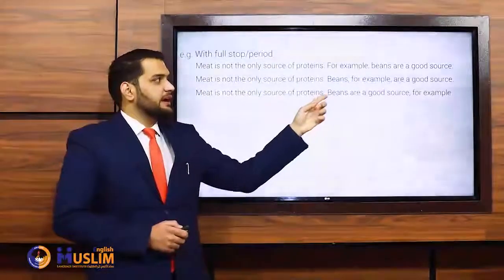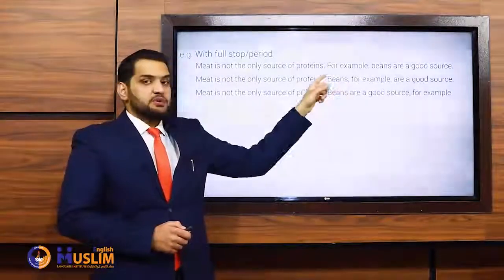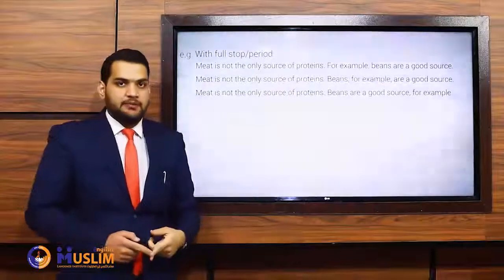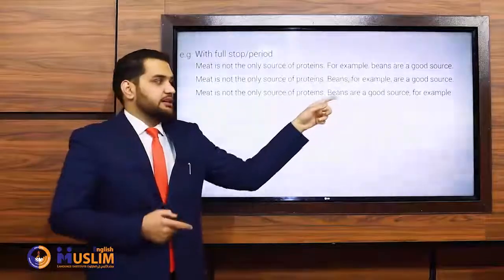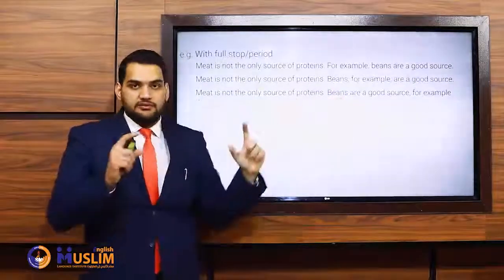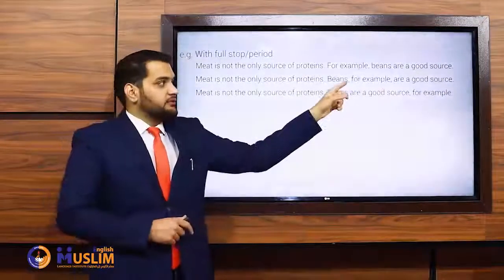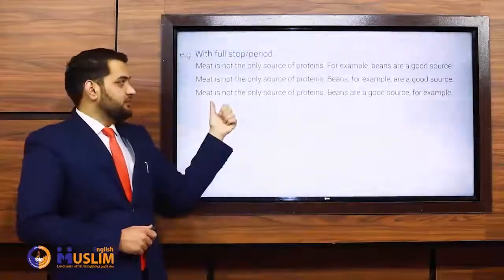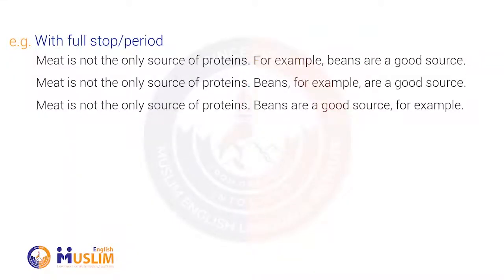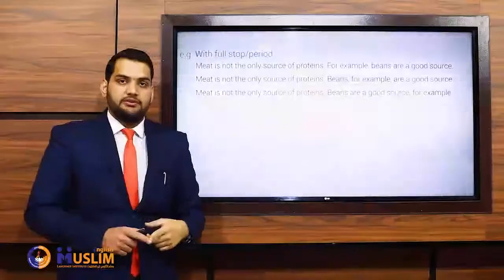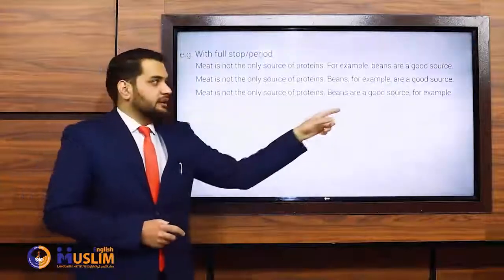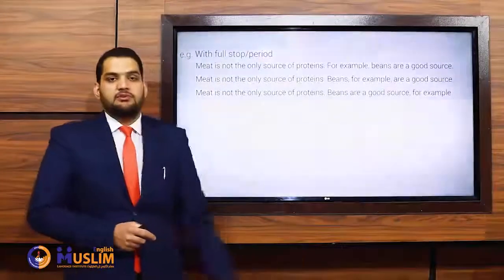Now in this case, we have the transition used after the subject of the second sentence or the second idea. In this case, as I told you earlier, we use two commas to set off the transition. One comma before the transition and one comma after that. And number three, meat is not the only source of proteins. Beans are a good source, for example. So here the transition is used at the end of the sentence. Now, in this case, you should use a comma before the transition.